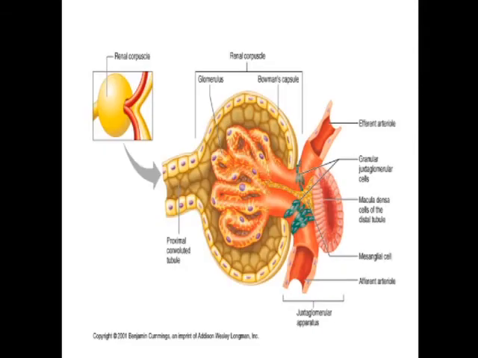Glomerulus is a tuft of fenestrated capillaries connecting an afferent arteriole with an efferent arteriole. The two arterioles usually lie close together at the vascular pole of the renal corpuscle. This is the afferent and efferent arteriole. This is the efferent arteriole and this is the afferent arteriole. And both these arterioles are close together at the vascular pole of the glomerulus. That is the Bowman's capsule. That is the renal corpuscle.